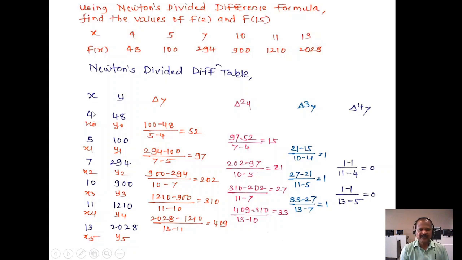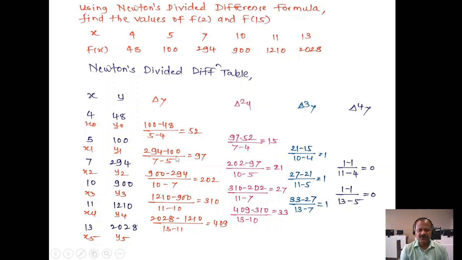So first you can write the values of x. So x is 4, then 5, 7, 10, 11, 13. So 4 is x0, then x1, x2, x3, x4 and x5. Then you can write the values of y. So the first value 48 is y0, then y1, y2, y3, y4 and y5.